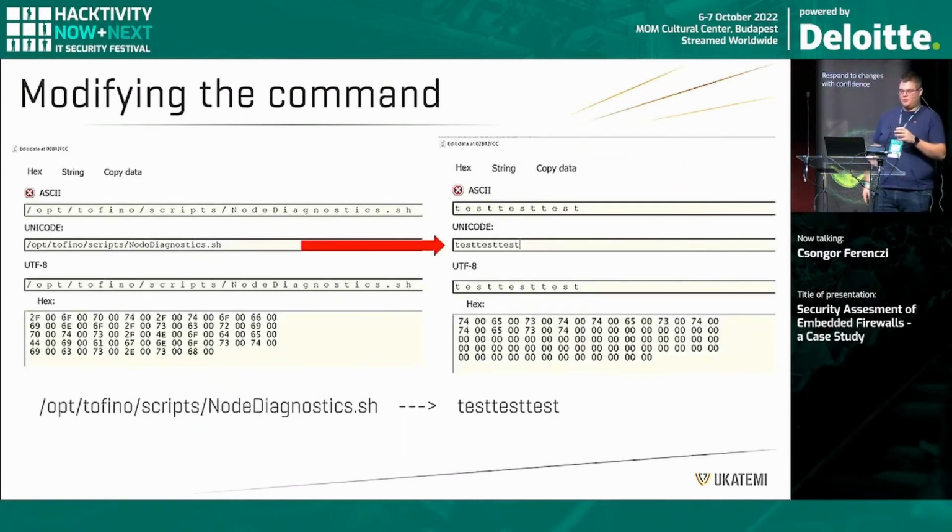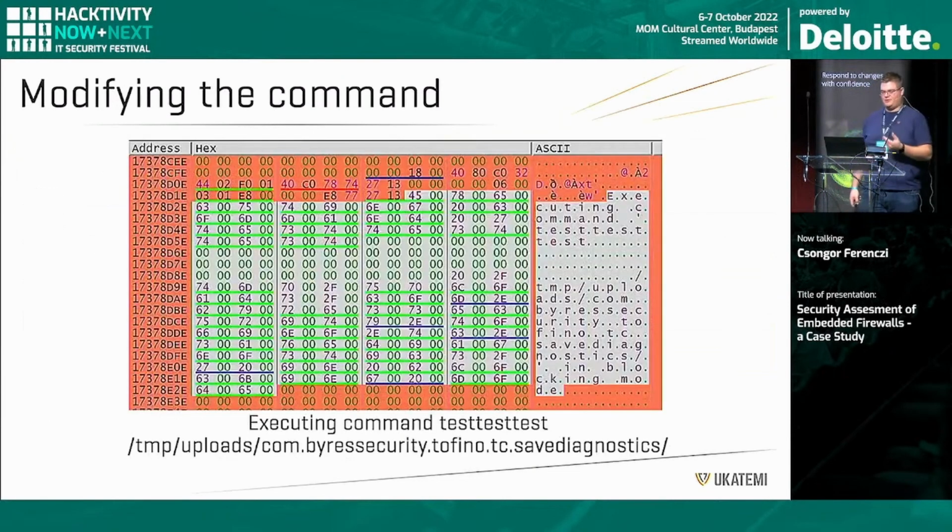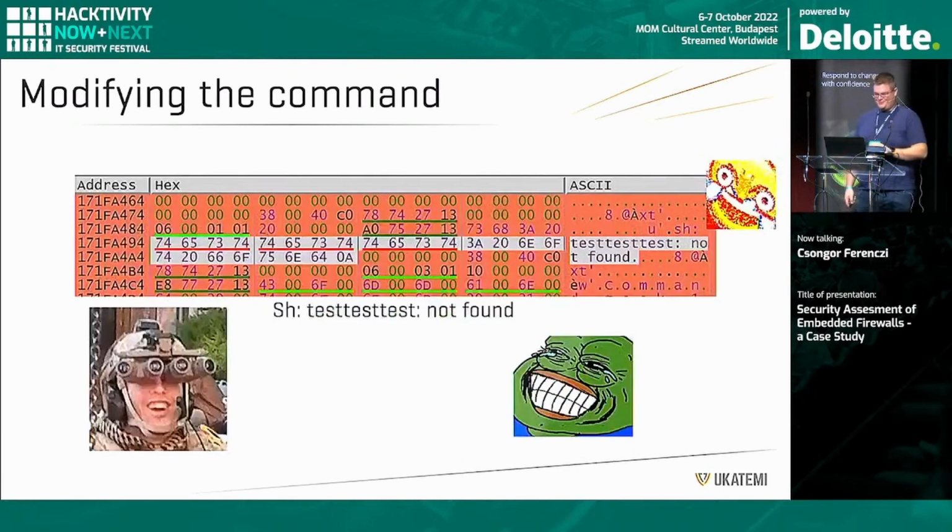So we changed the path to test, test, test, which is an easily recognizable and searchable pattern. And after fetching the diagnostics, sure enough, we found the string saying executing command test, test, test. And not just that, but we also found a different string saying sh test, test, test, not found, meaning that the device tried to run test, test, test as root.